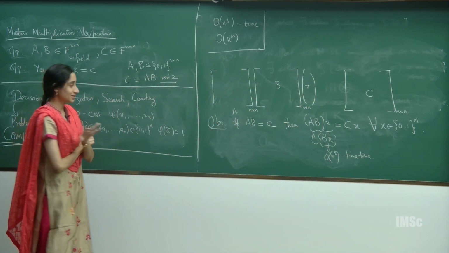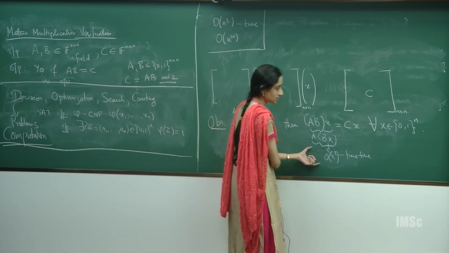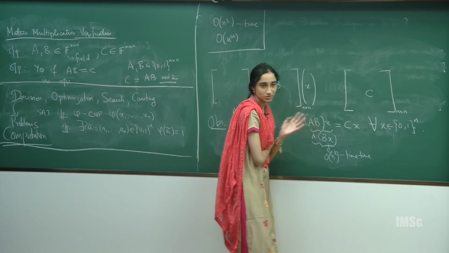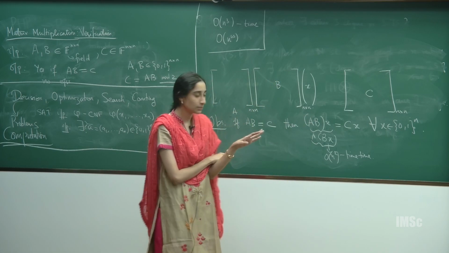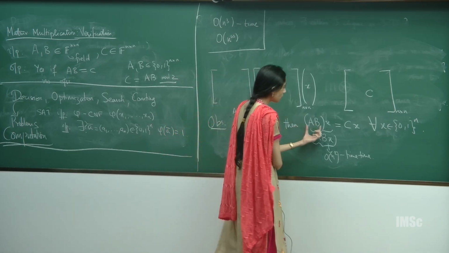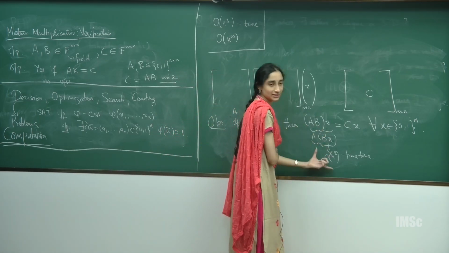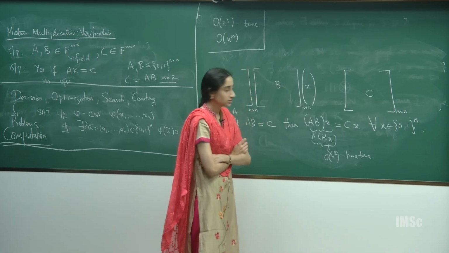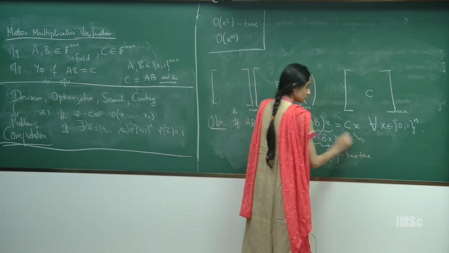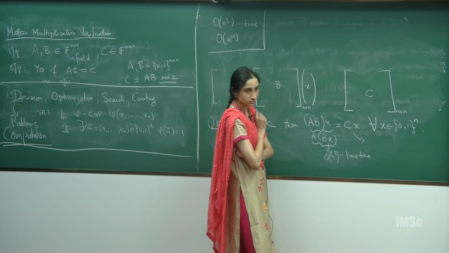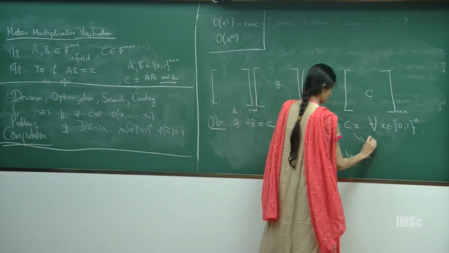So I have used matrix-vector multiplication somehow. I have not used matrix multiplication. Instead of computing this quantity directly, I have computed it like this in 2 steps. So how long will this take? That will also take n squared.